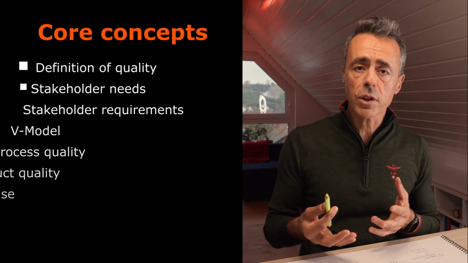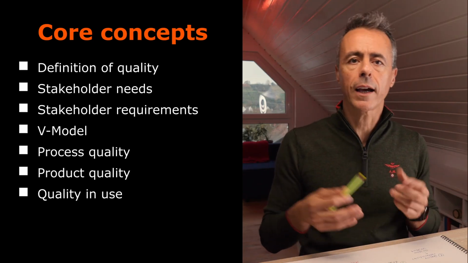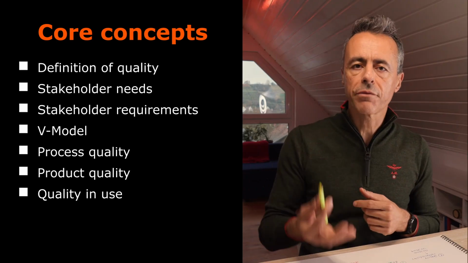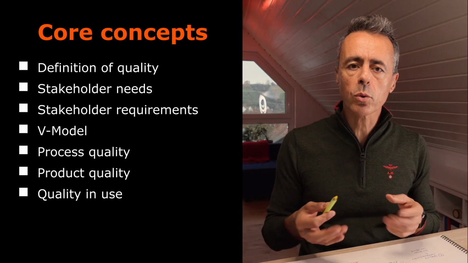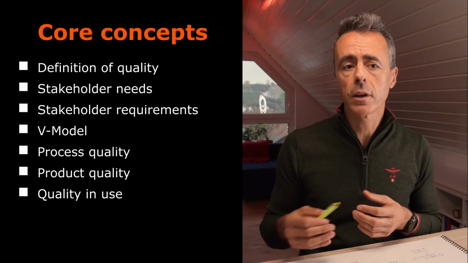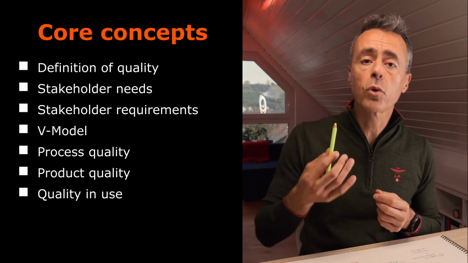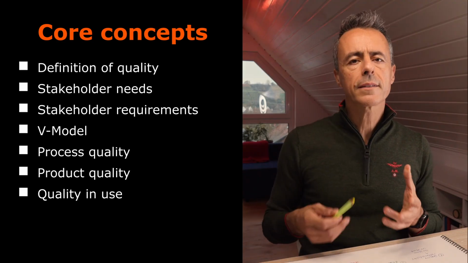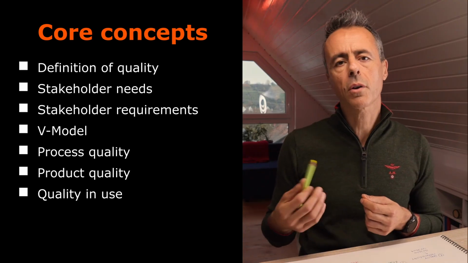We'll cover the definition of software quality, the differences between stakeholder needs and stakeholder requirements, the V model, the difference between process quality, product quality, and quality in use. Finally, we'll take an overall look at the characteristics of good quality software. This is an important video that will set the foundation for our journey into software quality.